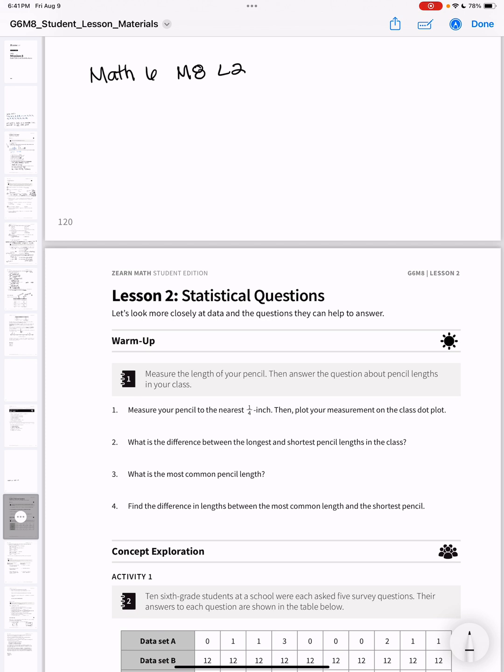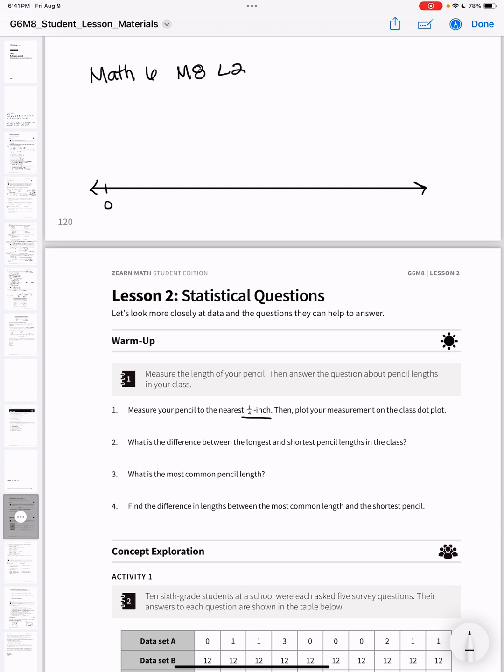I have a 10 number data set that we're going to be using. So to begin with, we need to draw our number line, and we are going to make a dot plot. Number 1 says, measure your pencil to the nearest quarter of an inch, then plot your measurement on the class dot plot. So we got to put a dot plot together.